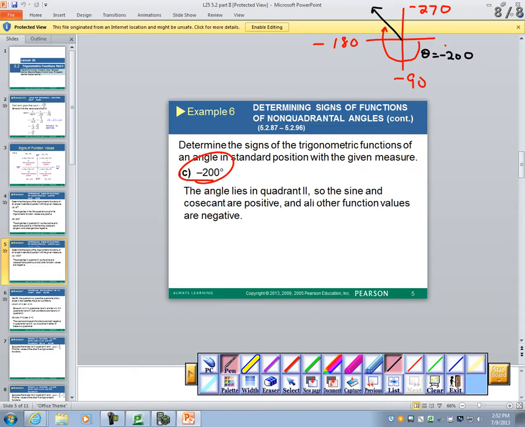Okay, so we have to determine, we're just looking at signs, positive and negative signs. Determine what the signs are in quadrant 2, and from there you can come up with sine and cosine and then their reciprocals. Sine, cosine, tangent. All right, so go ahead and try that.